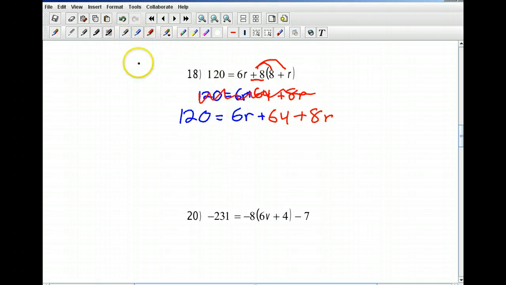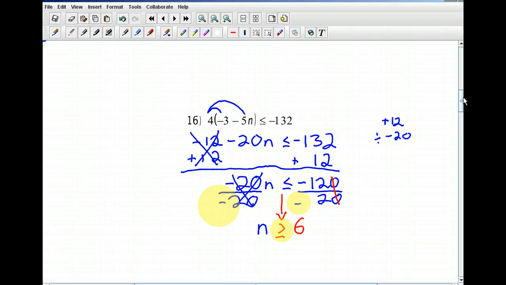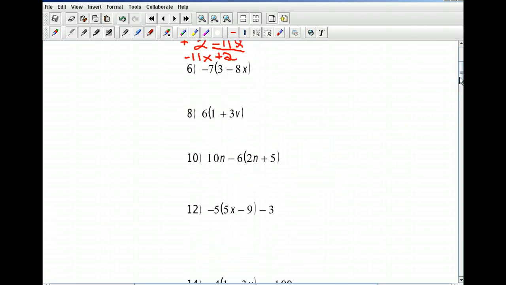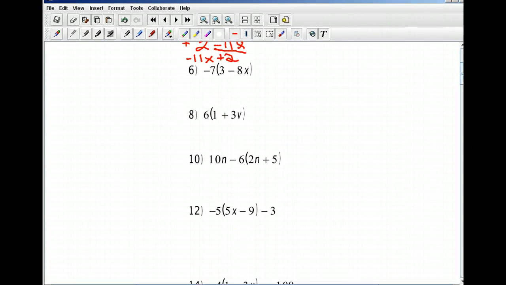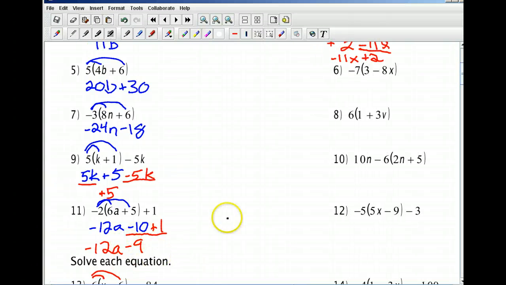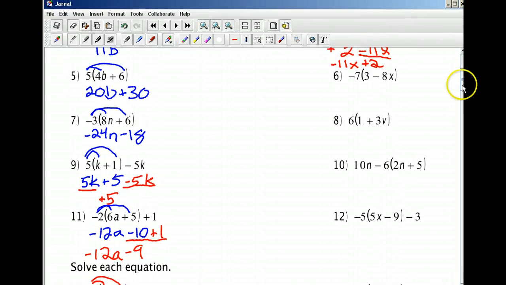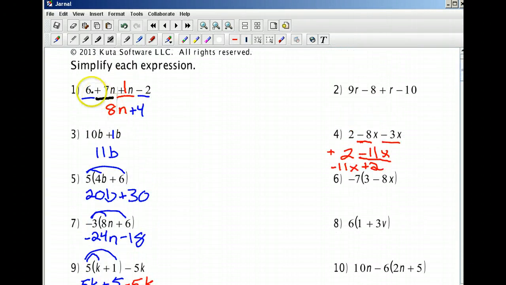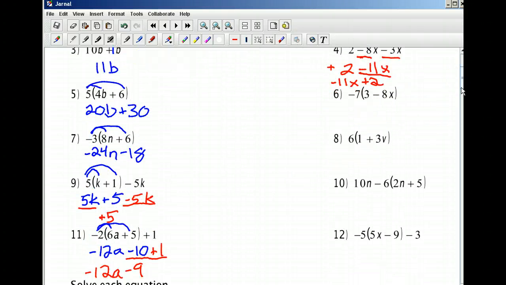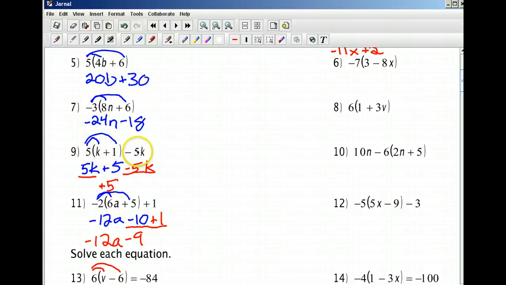So look at the right-hand side. What did we do when we were up here? Okay, what do we do on these problems over here? Okay, combine the variables with variables. Like right here, 7n and 1n, we got 8n. So we're going to do those same old steps. Right here, we distributed, and then we had to subtract 5k. We distributed, then we had to add 1. So it's the same idea as what we did before.